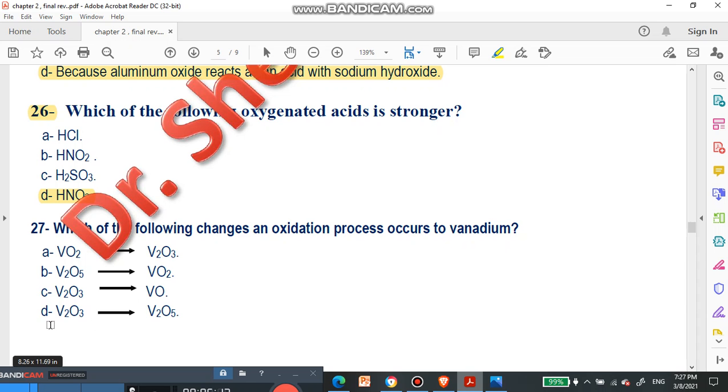So by increasing, we have an oxidation process, or an increase in the oxidation number. Here we have vanadium trioxide, which will increase to vanadium pentoxide, increasing the oxygen atoms connected to the element vanadium. By increasing the number of oxygen atoms, the oxidation process occurs. Okay, we are going to question number 28.